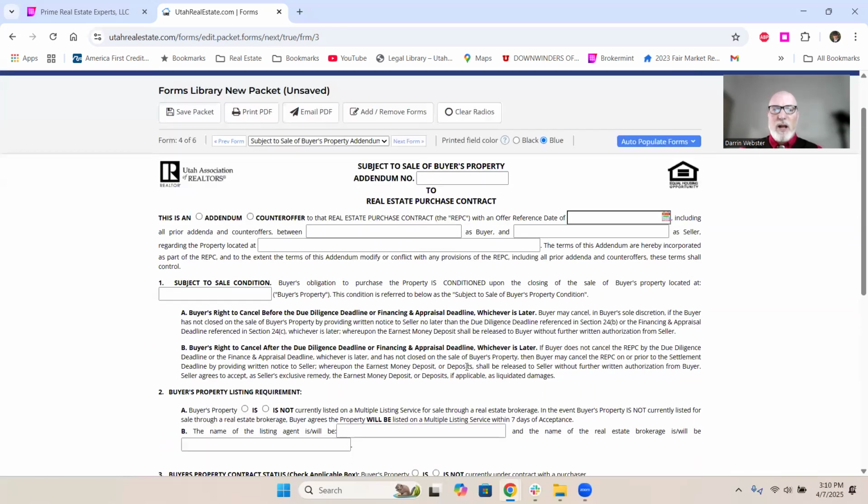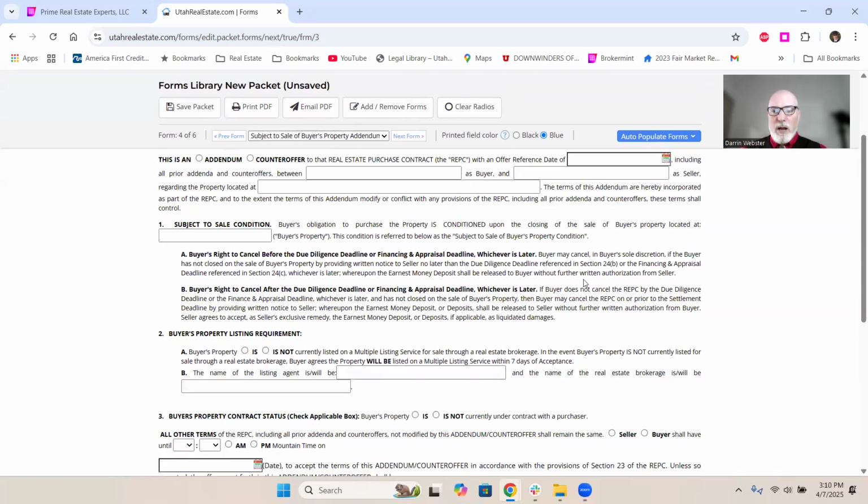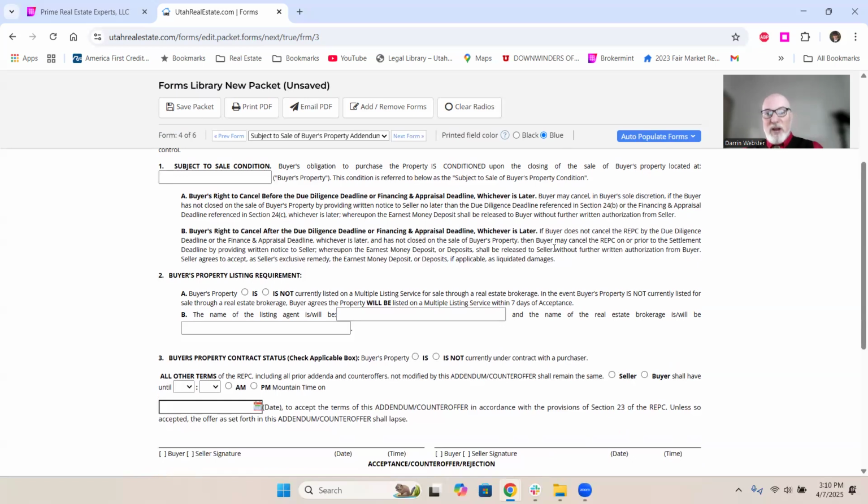Okay, subject to sale of buyer's property addendum. If you mark that the property is subject to sale, you're going to notice that you have to list the address of the property that it's subject to. The buyer has a right to cancel before the due diligence or financing and appraisal deadline. So say this home doesn't sell and they run up against those deadlines and their property hasn't sold, they can cancel and still be protected.